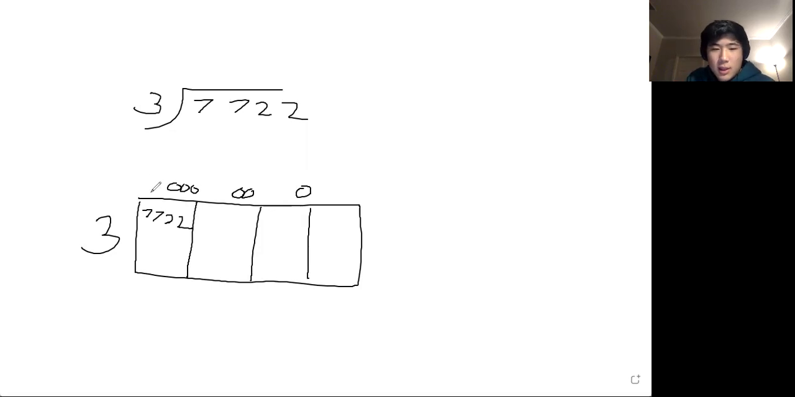So there's also a blank here, and you're trying to fill in this blank. The question is, how many times does 3 fit into 7,722 that is a multiple of 1,000? So let's try 1,000. 1,000 times 3 is 3,000. Okay, that's smaller. What about 2,000? 3 times 2,000 is 6,000. That's also smaller. What about 3,000? 3 times 3,000 is 9,000, and that's too big. So 2,000 is the biggest number we can fit in there.